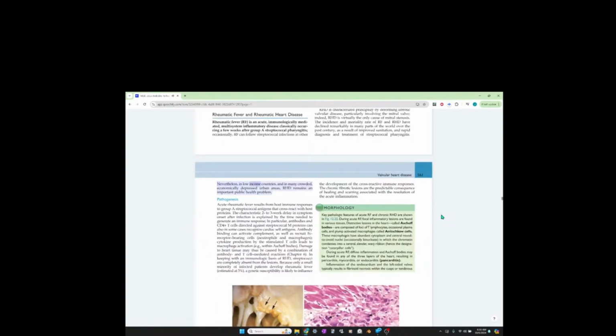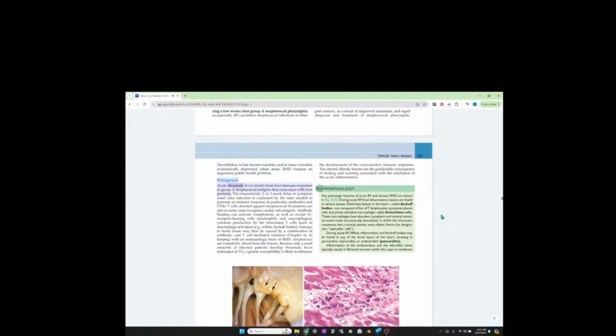The incidence and mortality rate of RF and RHD have declined remarkably in many parts of the world over the past century as a result of improved sanitation and rapid diagnosis and treatment of streptococcal pharyngitis. Nevertheless, in low-income countries and in many crowded, economically depressed urban areas, RHD remains an important public health problem.